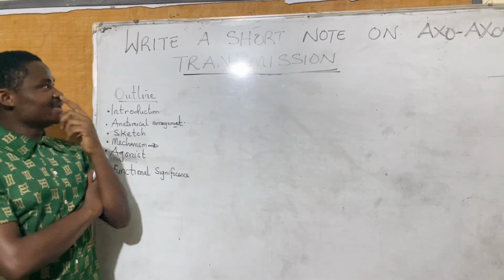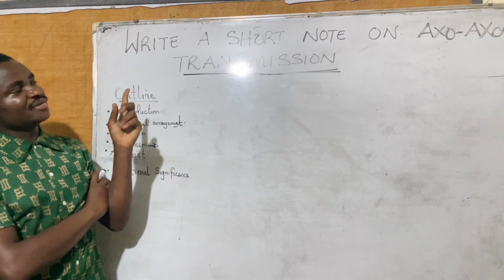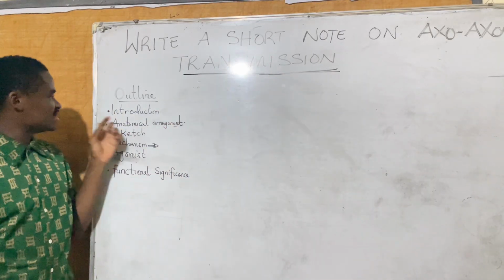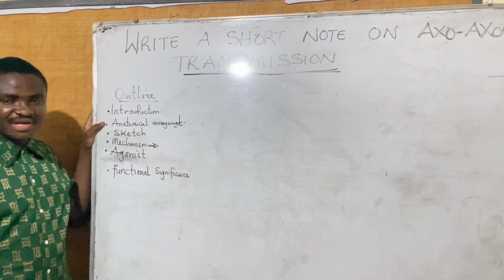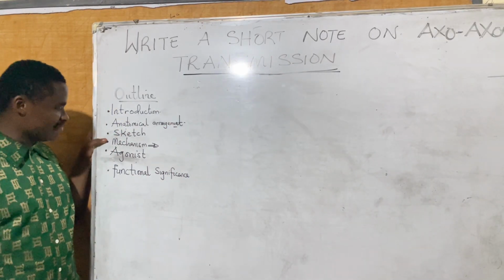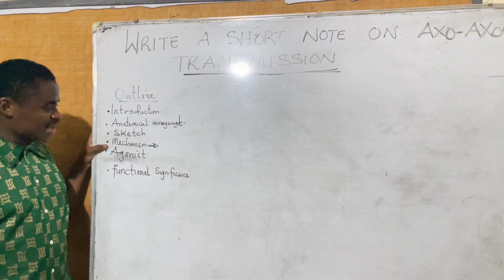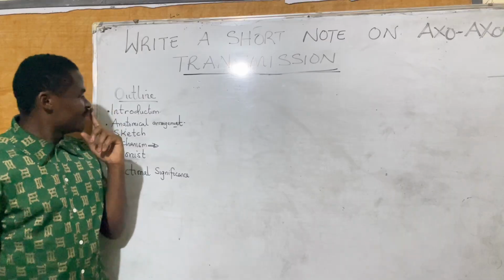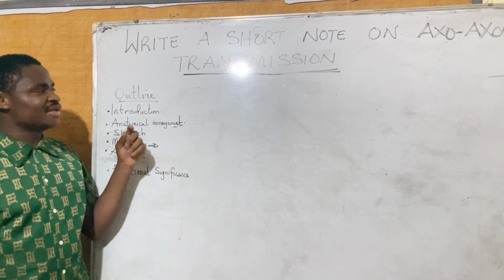Alright, today we are going to be writing an essay on short notes on axo-axonal transmission. We'll work with this outline: an introduction, anatomical arrangement, a sketch, a mechanism of action, the agonist, and the functional significance. So let's begin with an essay. So what is an introduction here?